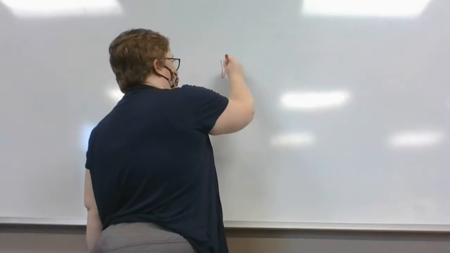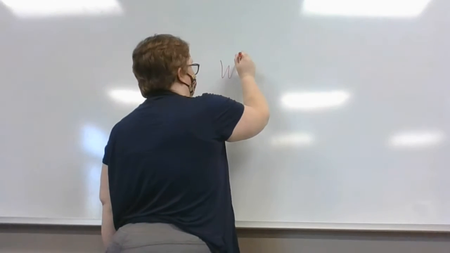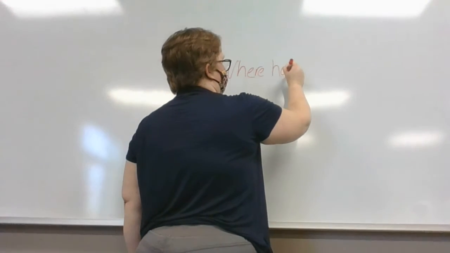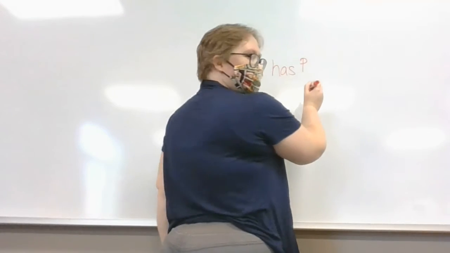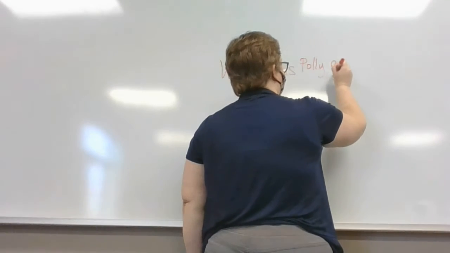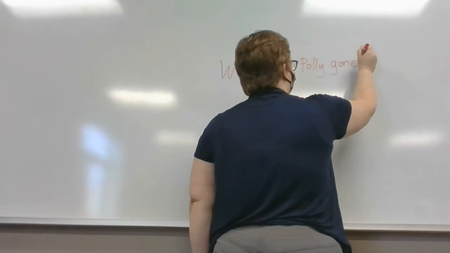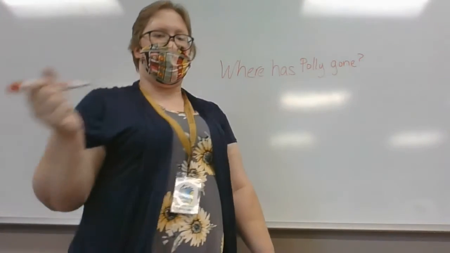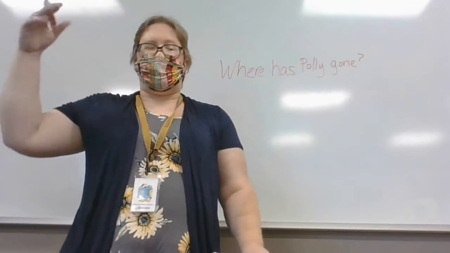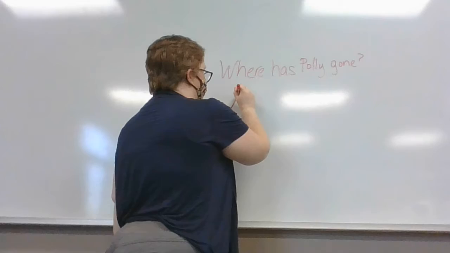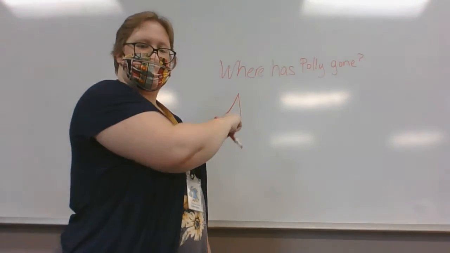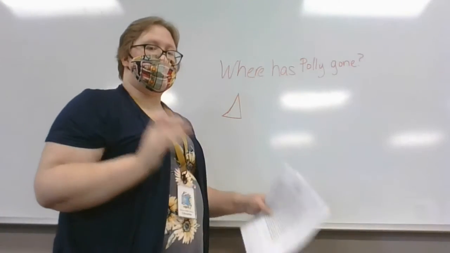I'm going to write that down on here. You don't have to write it down if you don't want to, but you can practice your letters, if that is a thing that you want to do. All right, there's our story. Where has Polly gone? So he looked all around his front yard. Here is his front yard. What kind of shape is that? It's a triangle.